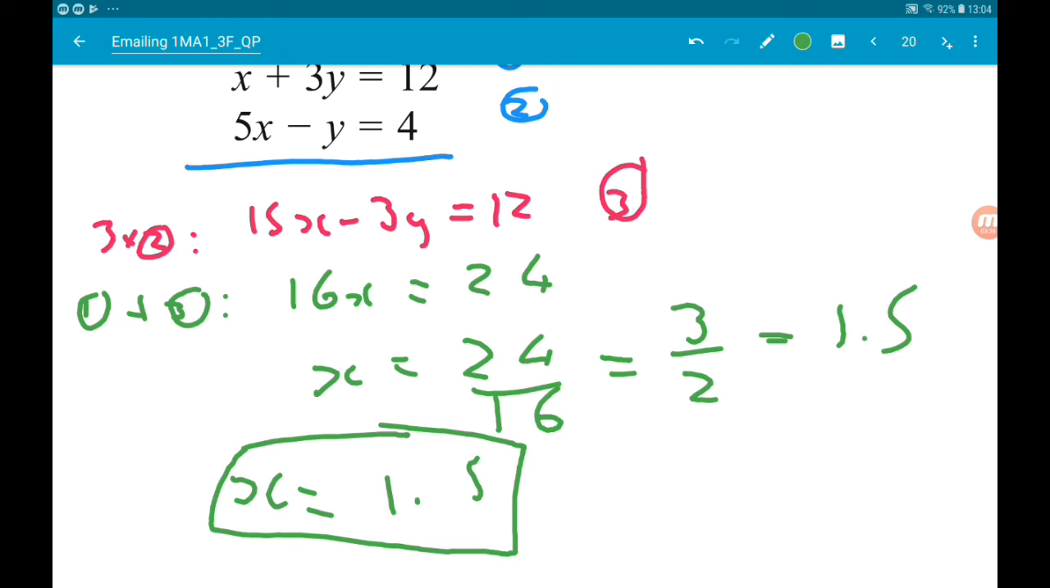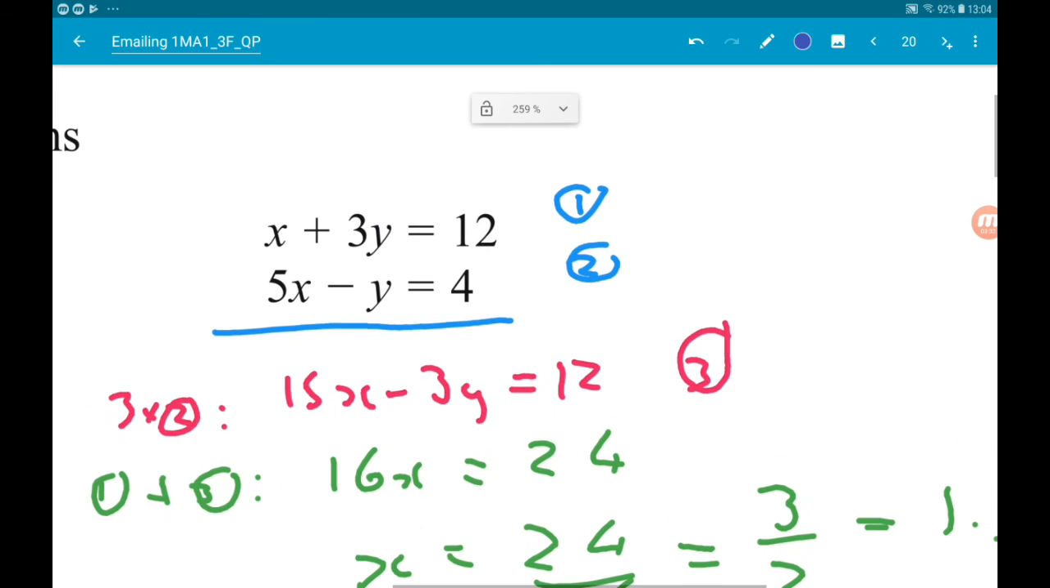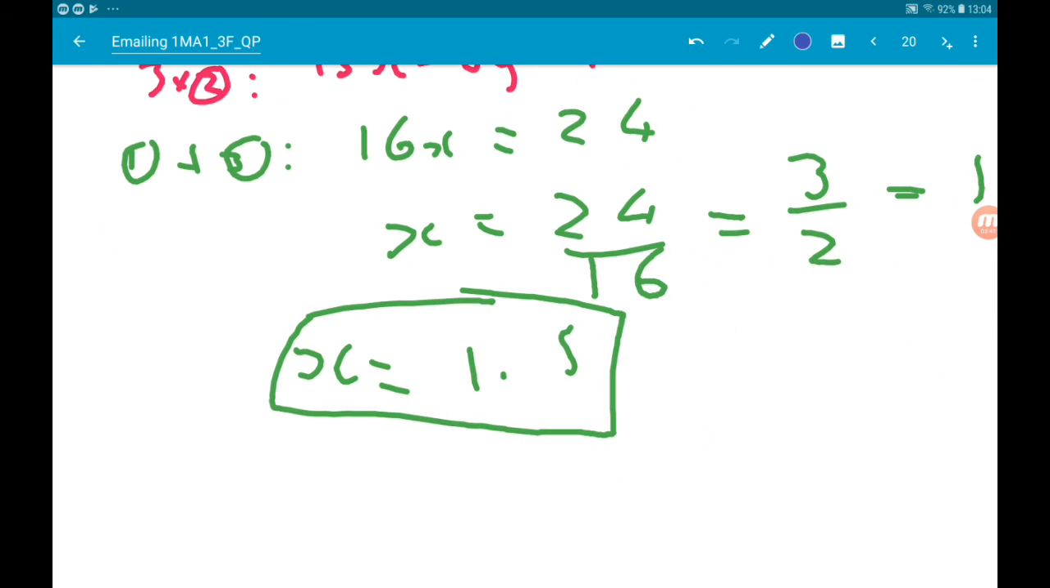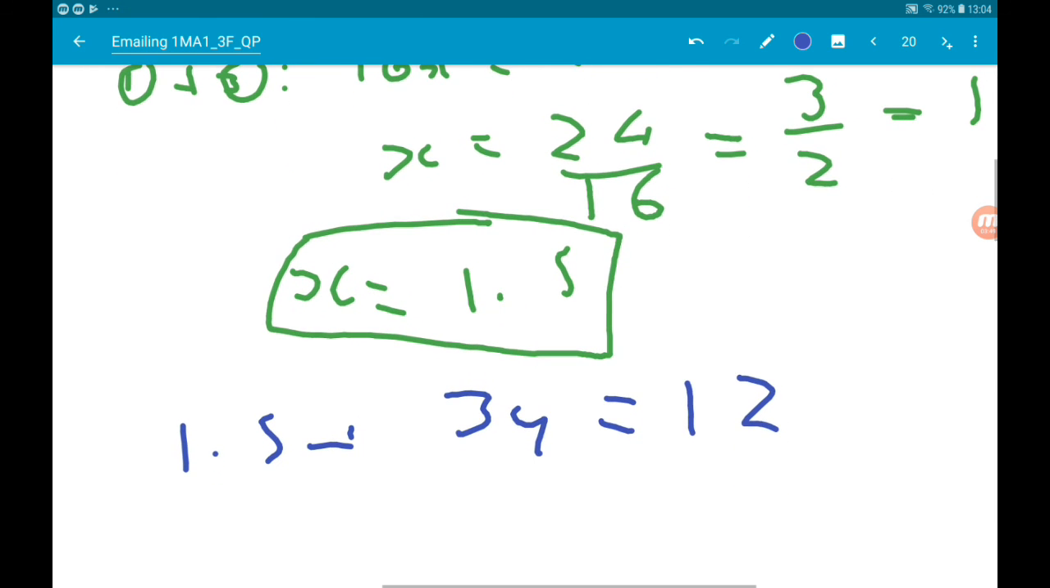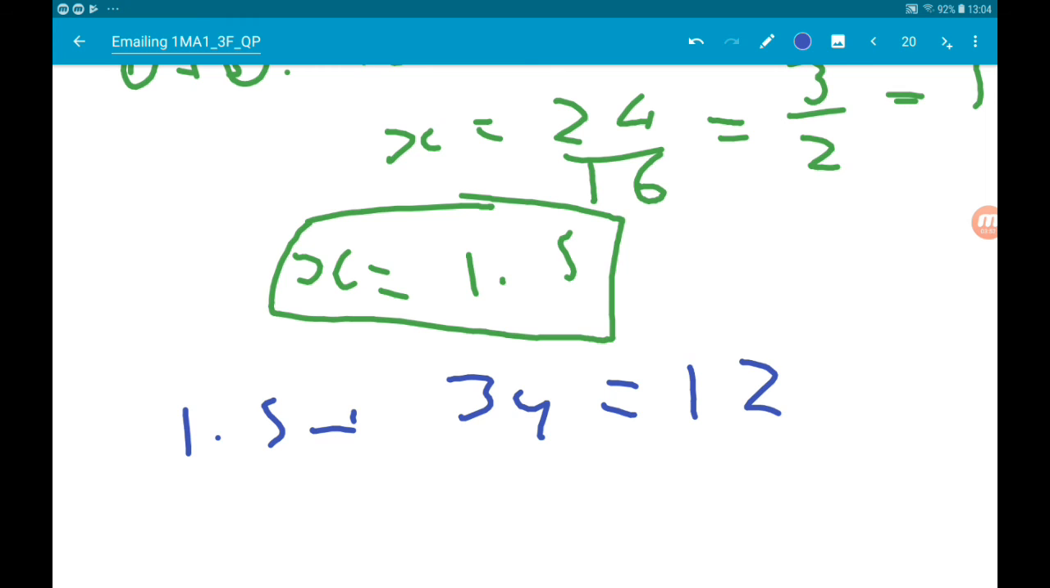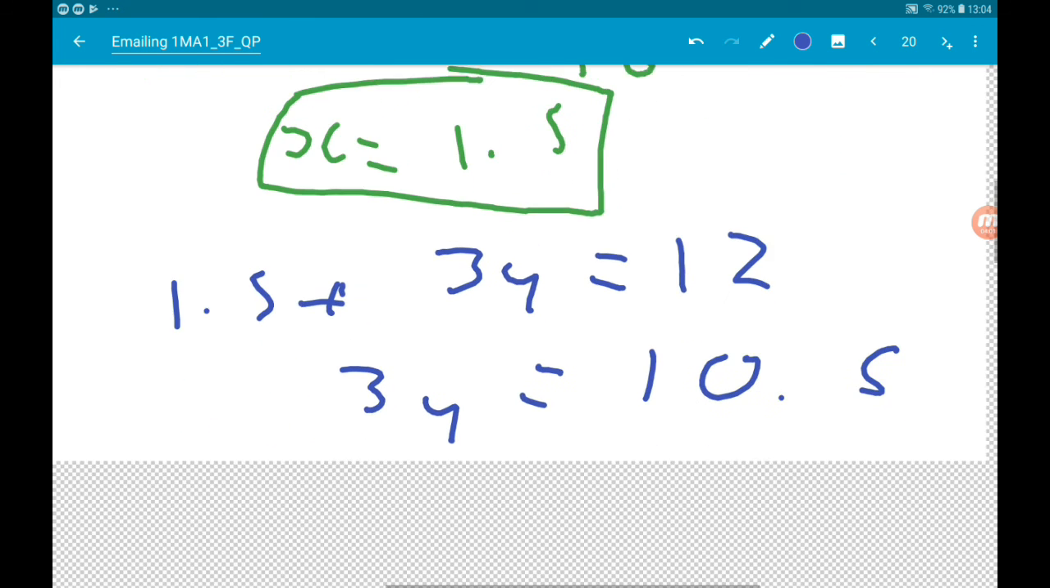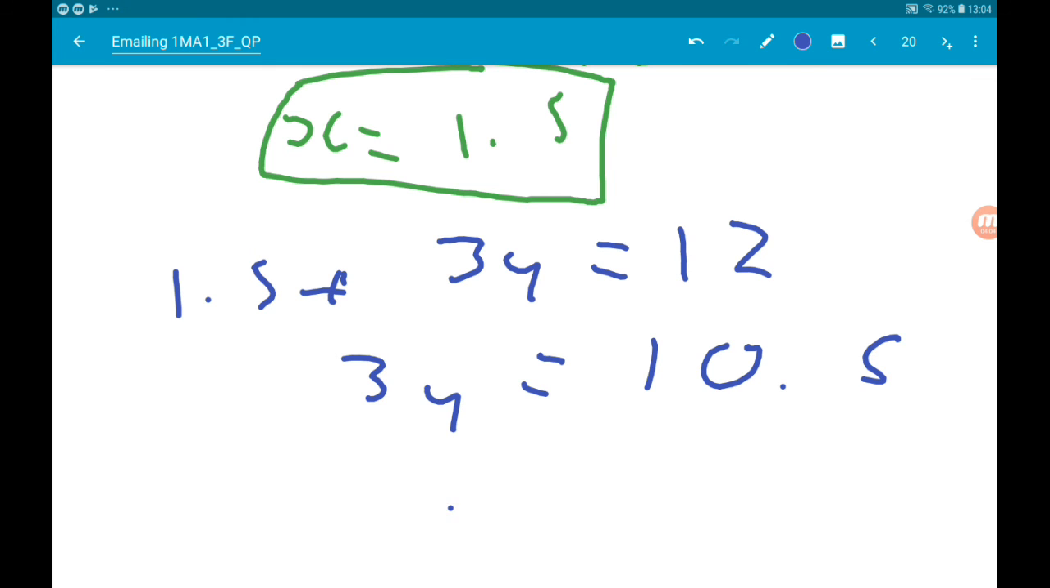Now to find y, we put the value of x into either equation. So I'm going to put it into equation 1. So we then know that 1.5 add 3y equals 12. Take away the 1.5 and we get 3y equals 10.5. Divide by 3 and we get y is 3.5.